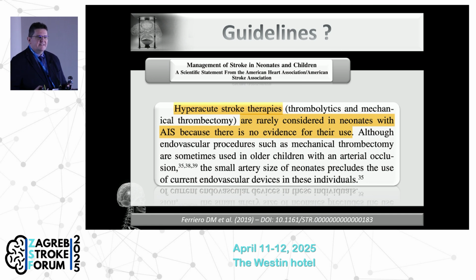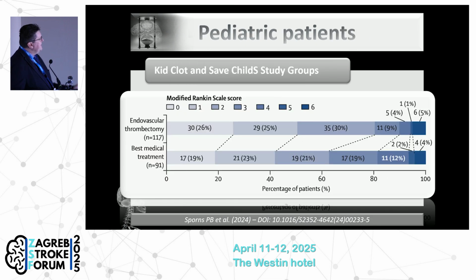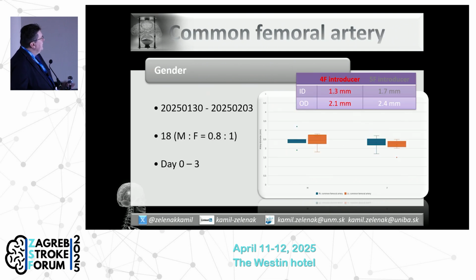unfortunately, it's very passive, let's say. But what can we say? Thanks to the collection of data from these two studies, we can see the benefit of endovascular treatment even in this group of patients, I mean the pediatric population. What is the problem? You should keep in mind, if you want to use at least an aspiration catheter or a guiding catheter, the outer diameter of a 5 French introducer is 2.4 millimeters.